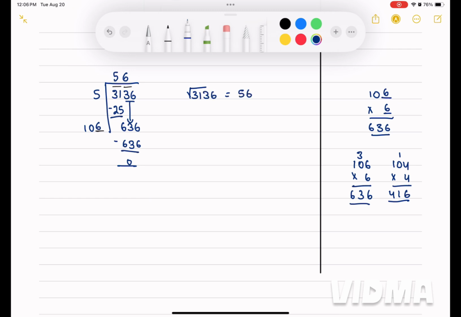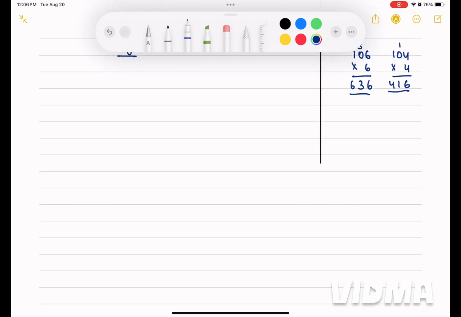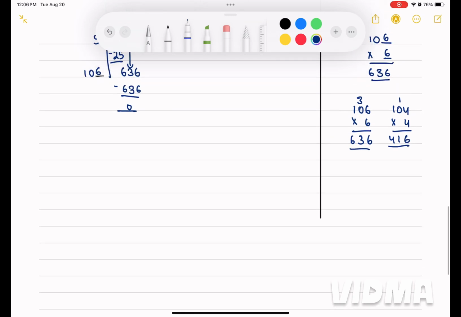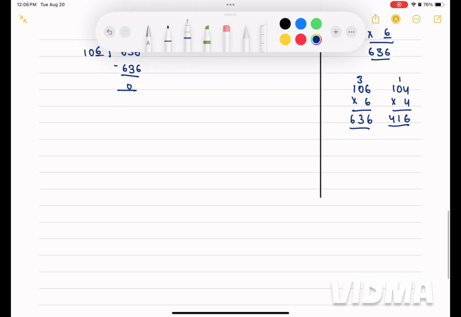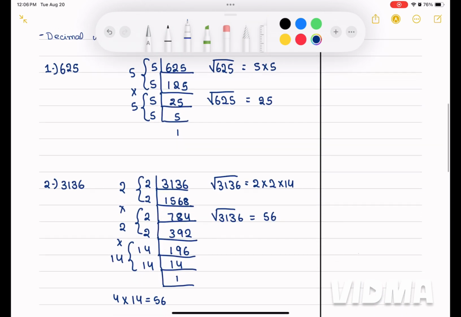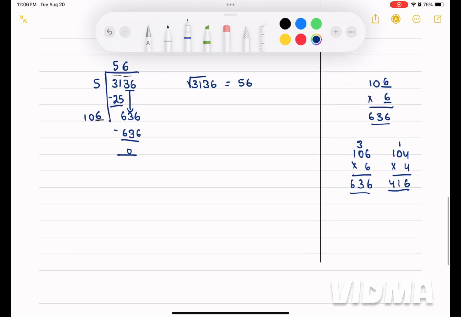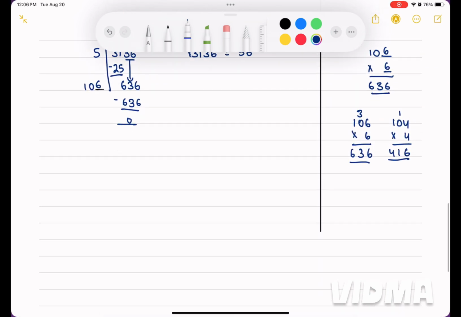Let's try another sum. Maybe this will make it easier for you if you've still not got it. Trust me, this took me a while to learn as well. Let's take 1521. Okay. 1, 5, 2, 1. You draw the bus.